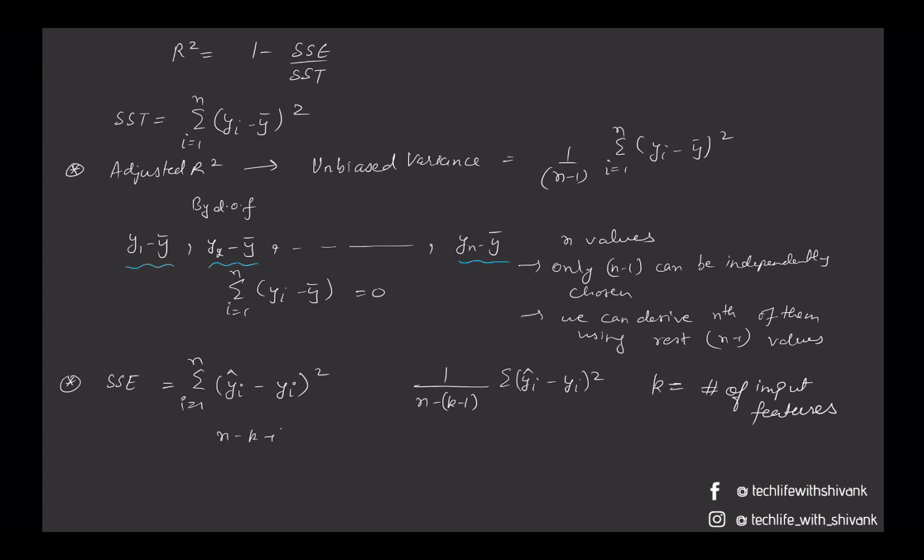We can see that given n minus k minus 1 values among y1 cap minus y1, y2 cap minus y2, and so on, so among these n values, if we just know n minus k minus 1 values, we can find the rest k plus 1 values out of them. And how can we find them? Because we have these k plus 1 relations. We have k plus 1 relations because we minimize this squared error in OLS, so this is the OLS error.